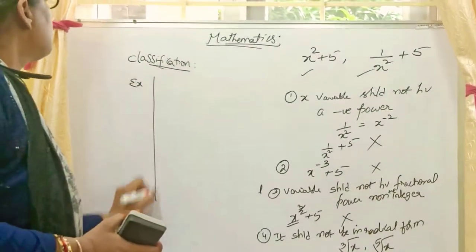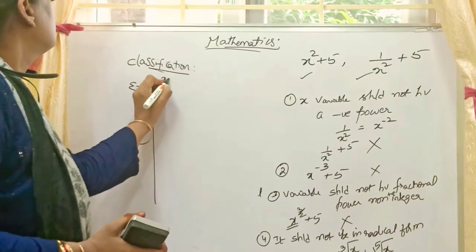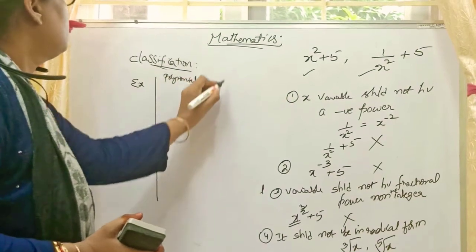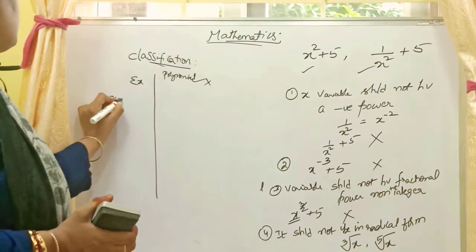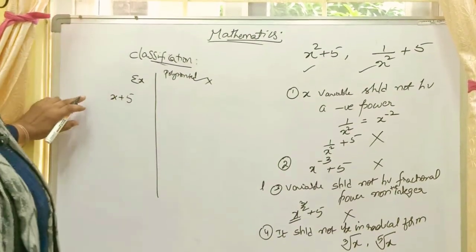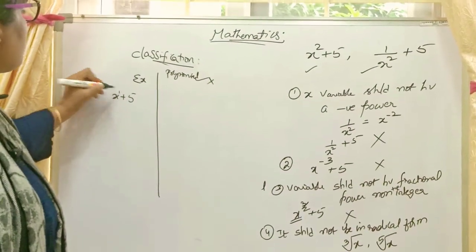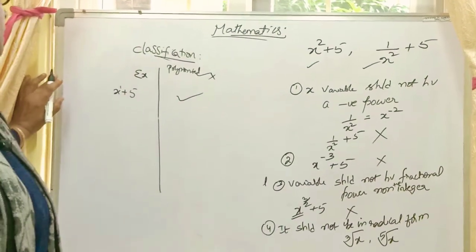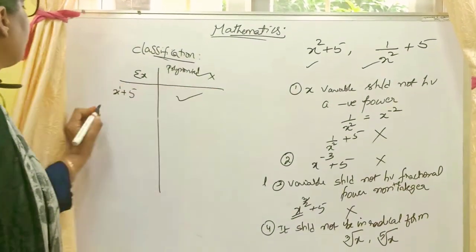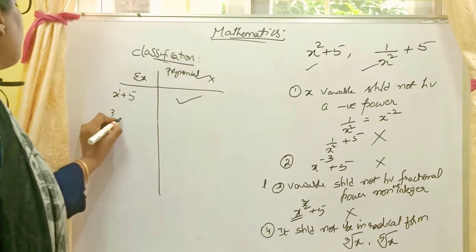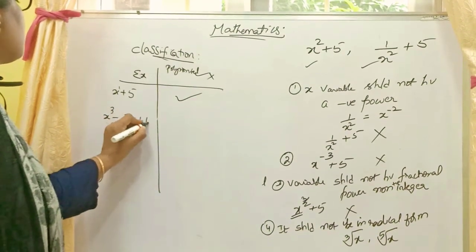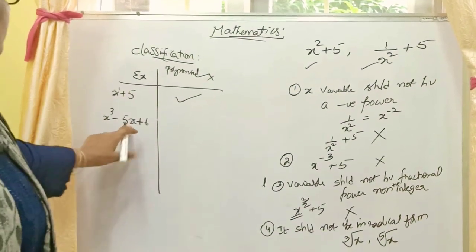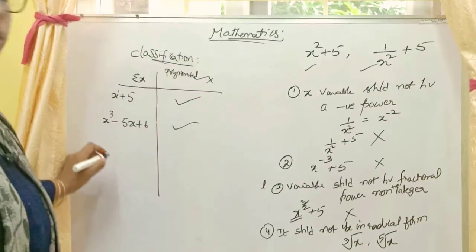These are the expressions. We will mark tick for polynomial or cross if not. First, x plus 5. What is the power of x? The power of x is 1. That is okay for us, so it is a polynomial. Next is x cube minus 5x plus 6. What is the power here? 3. What is the power here? 1. Therefore this is also a polynomial.